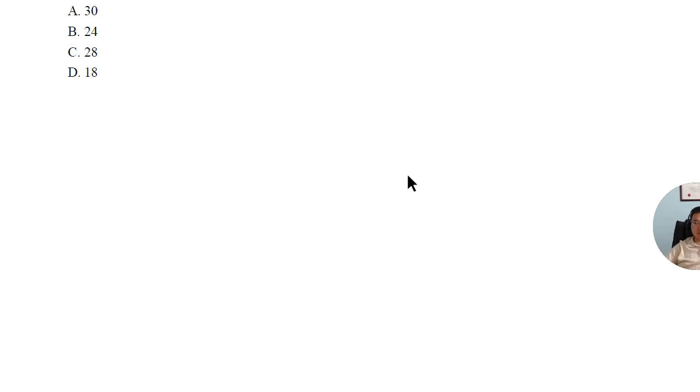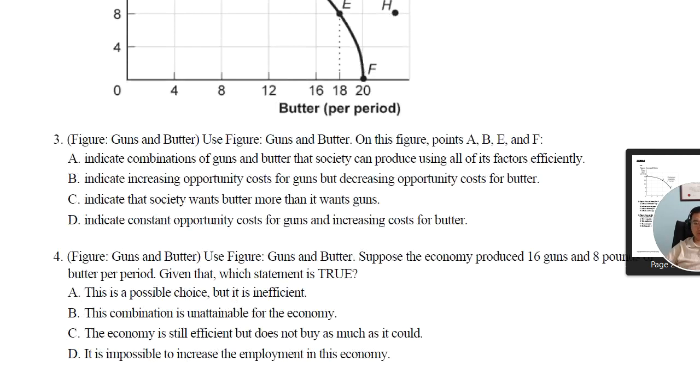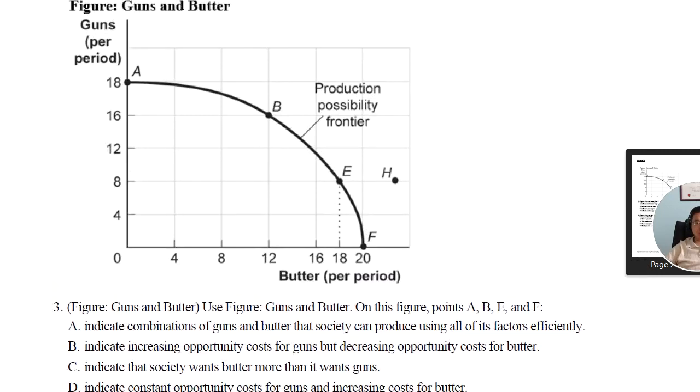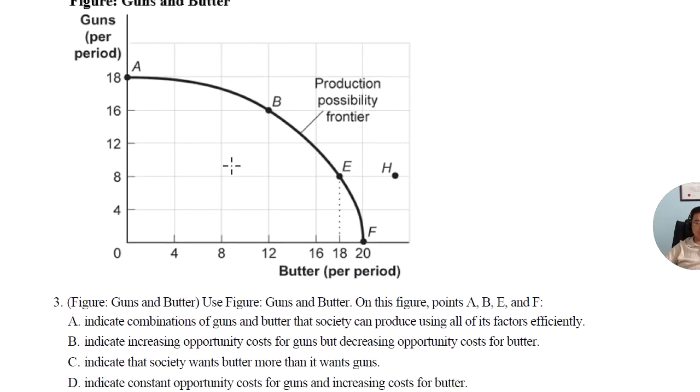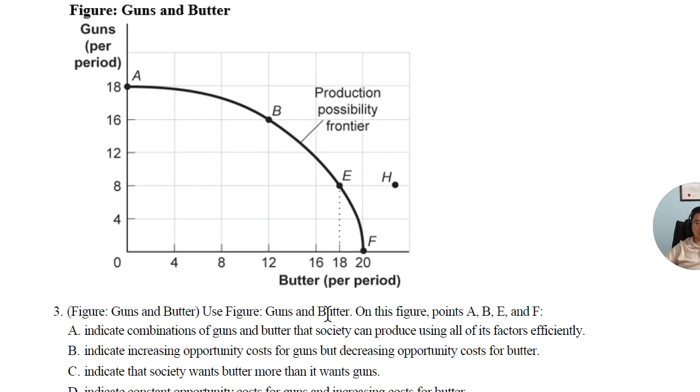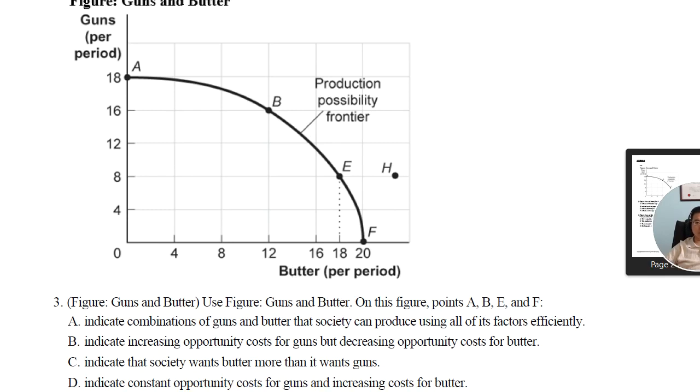All right, let's look at question 3. This is a very standard, very traditional diagram. It talks about guns and butter per period that a country or economy can produce. Guns are more like, of course, for the wars, and then butter is about the life of the people in the economy.